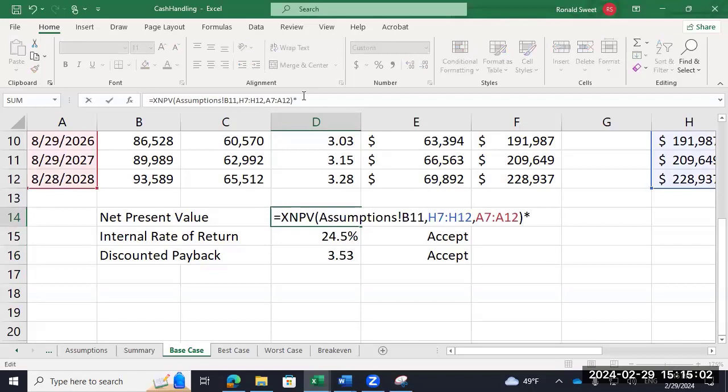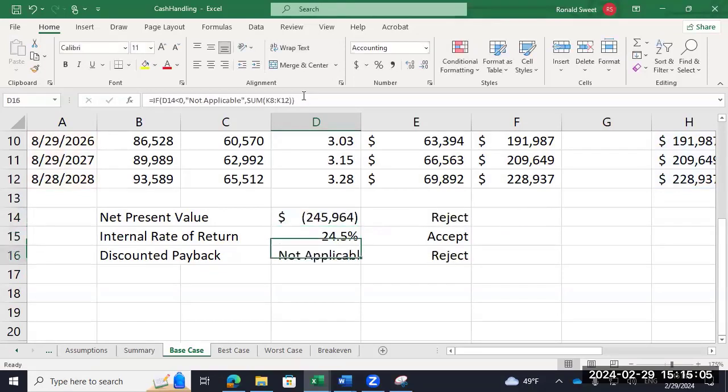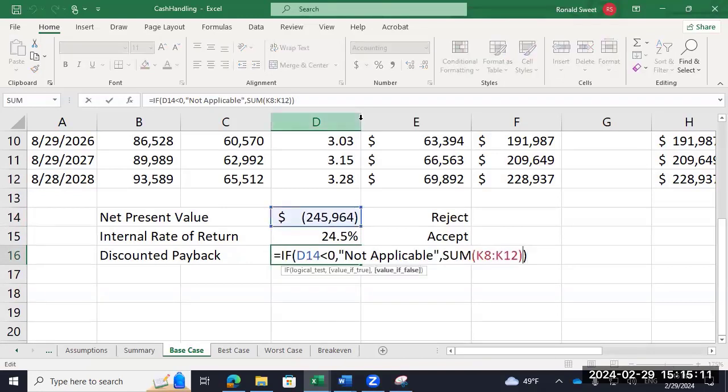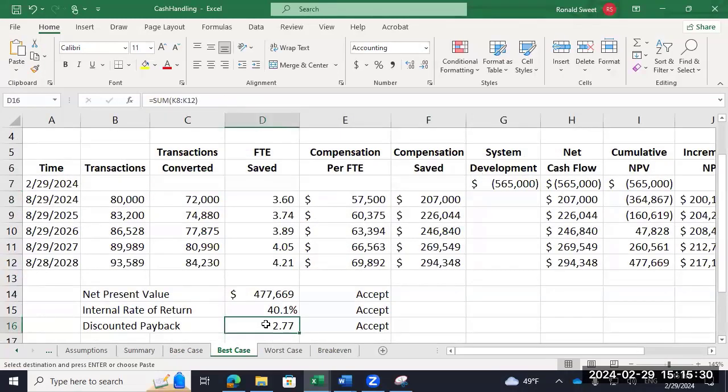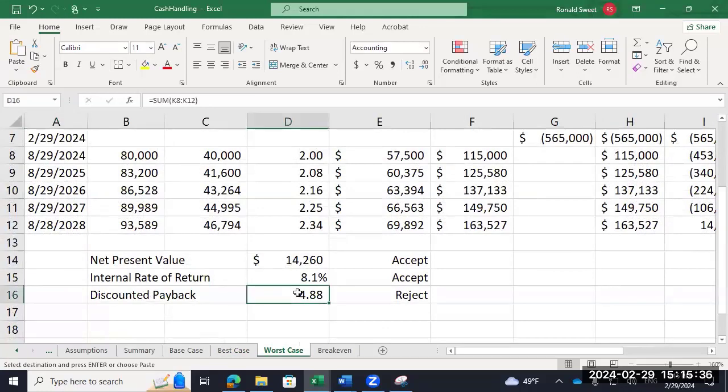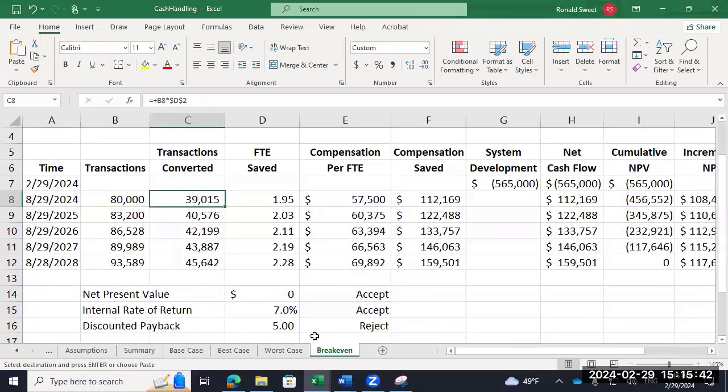All right, so if it's negative, it's going to give me a not applicable. If you want to, maybe don't use such. NA could be not applicable or not available, either one. All right. So if it's positive, it gives you that, but if it's negative, it doesn't. So I'm going to copy those over to my best case, my worst case, and the break even, it doesn't really matter. We can copy it over there, but it doesn't really matter.